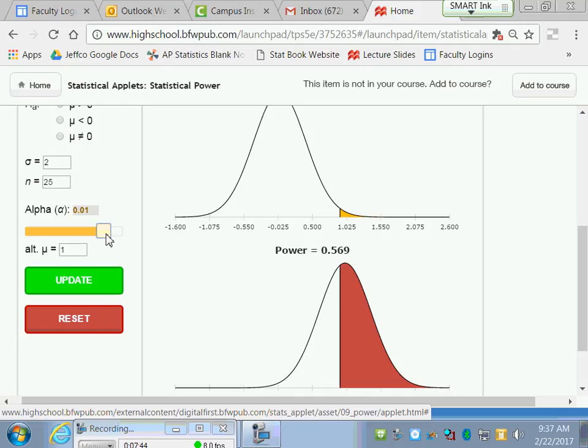So what happened to the power? Yeah, it was like 80%. Now it's like 57%, right? And so this got a little less, so we have a better chance of avoiding a type 1 error right here, but not quite as good of a chance of avoiding a type 2 error. All right, so Cece, what's the next part say?